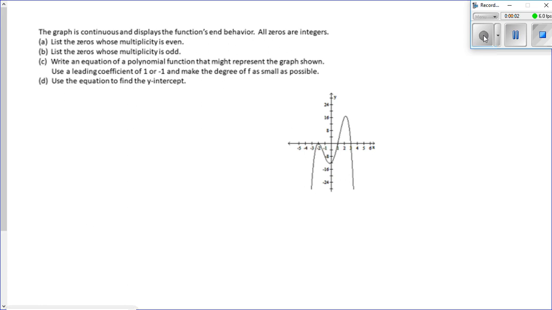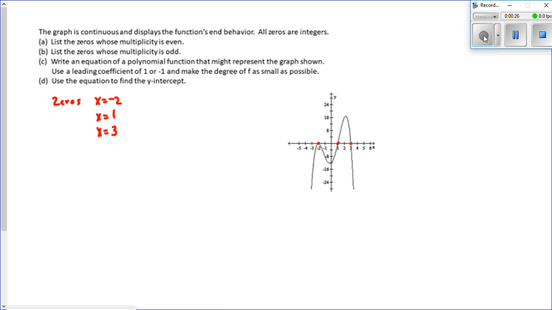Okay, we have a polynomial function, and we want to look at the zeros. Recall that a zero of a polynomial function is the x value where the graph crosses the x-axis. Okay, so we have zeros x equal -2, x equal 1, and x equal 3.